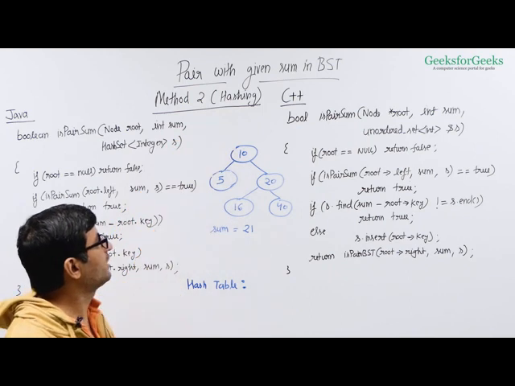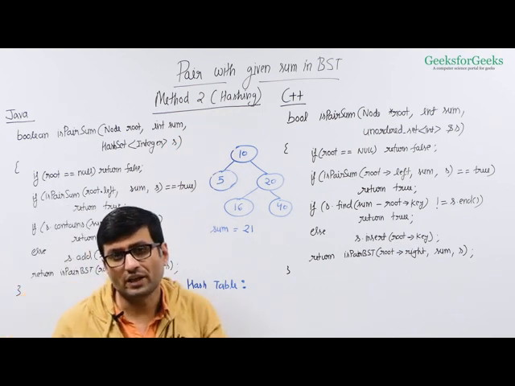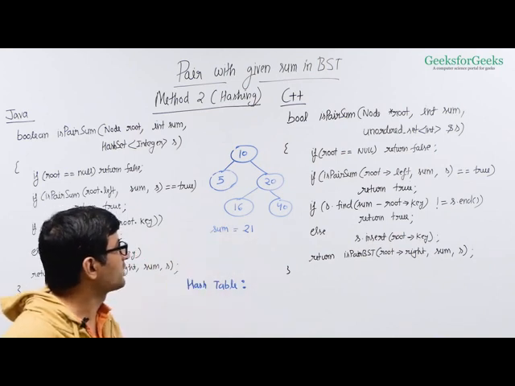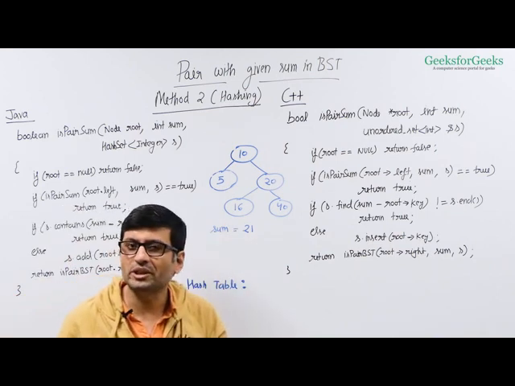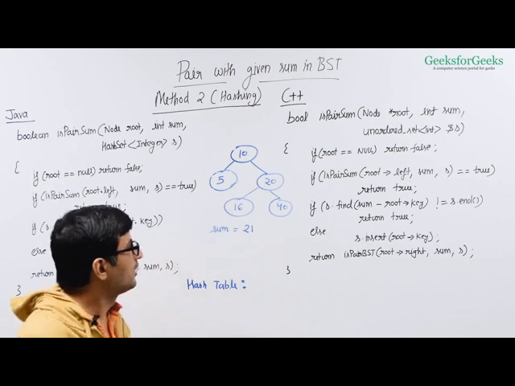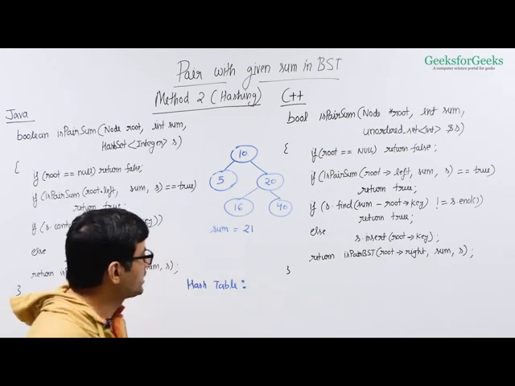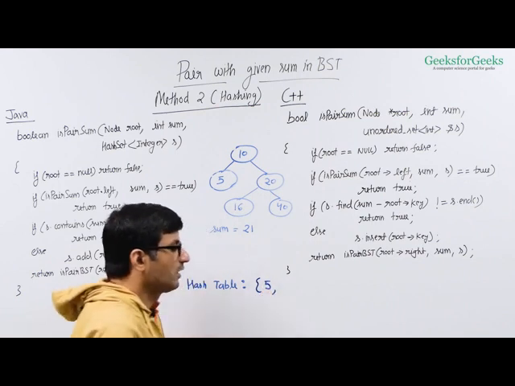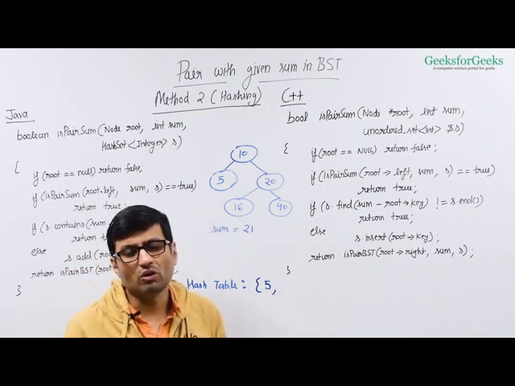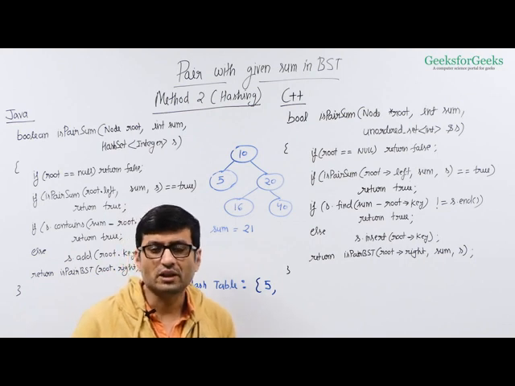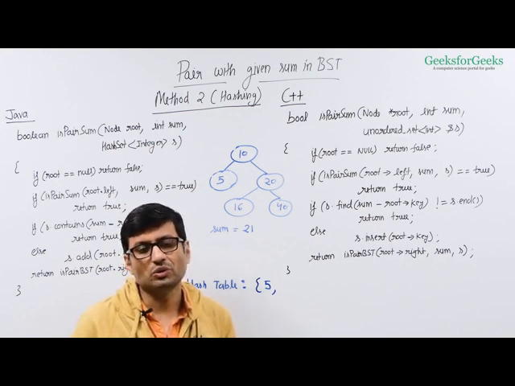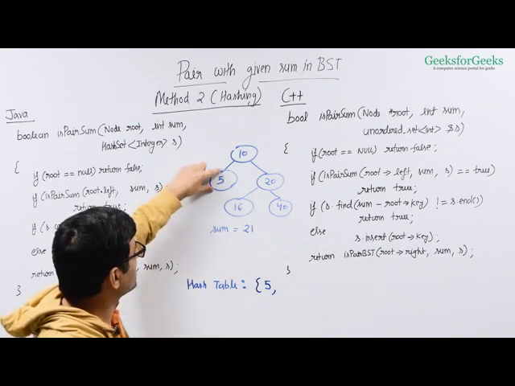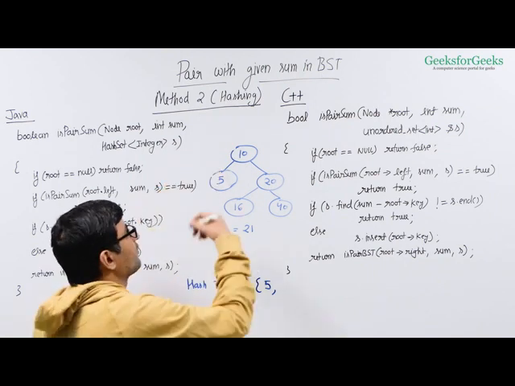It's going to find if sum minus 5 is already present or not. So it will check whether 21 minus 5, 16, is present. Your hash table is initially empty, so you will get false. What you will do, you will fall into the else case and you will insert 5 into the hash table. And after that, you will call it for right of 5. And right of 5 is null. So you will get return value as false. So this is going to insert itself into the hash table and it's going to return false to its parent.